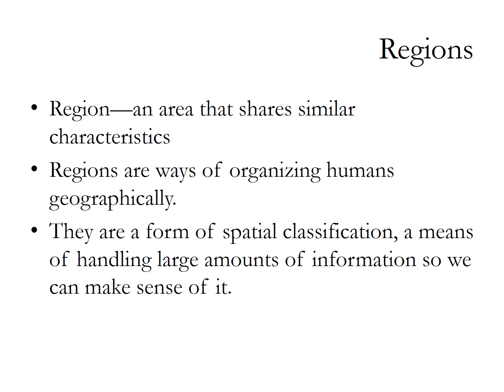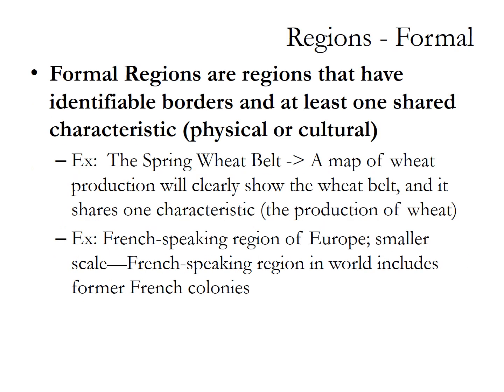All right, on to regions. A region is an area with similar characteristics, and there are different types of regions. We organize regions differently based on what we're looking at. So the first one right away is formal regions. These are regions that have identifiable borders and at least one shared characteristic. It can be physical or cultural.